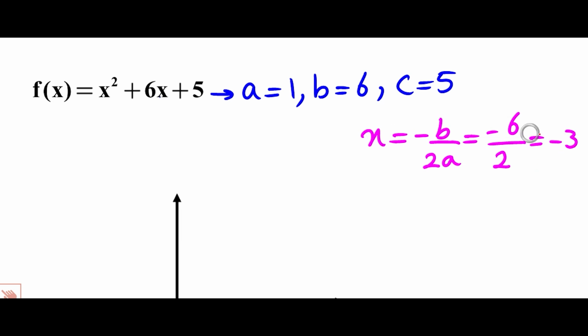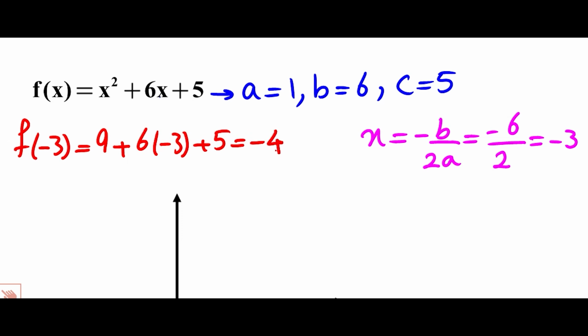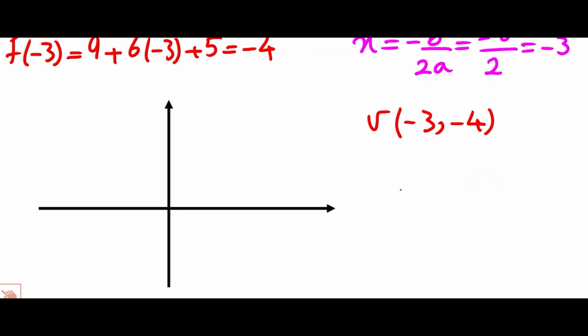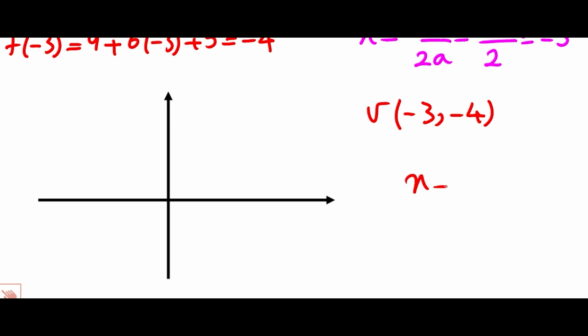Now substitute x = -3 into the function: f(-3) = (-3)² is 9, plus 6 times -3, plus 5, equals -4, right? So the vertex is (-3, -4), right? And the axis of symmetry is x = -3. So (-3, -4) is the vertex, and the parabola opens upward, like this.